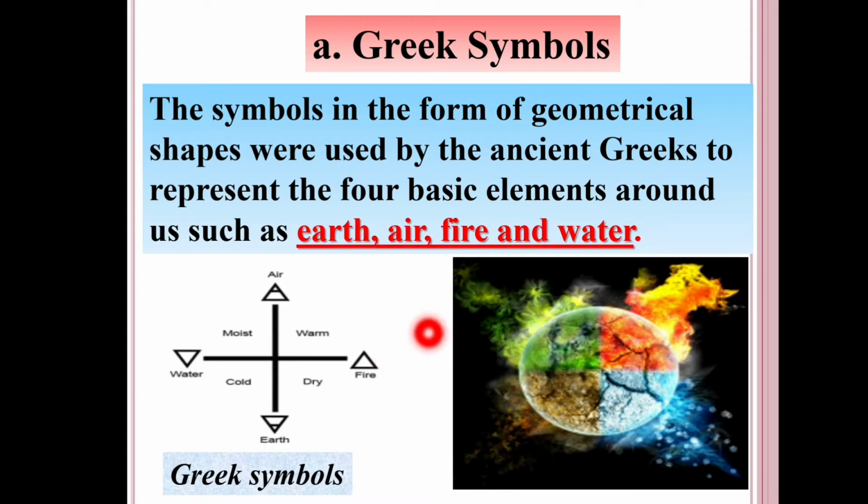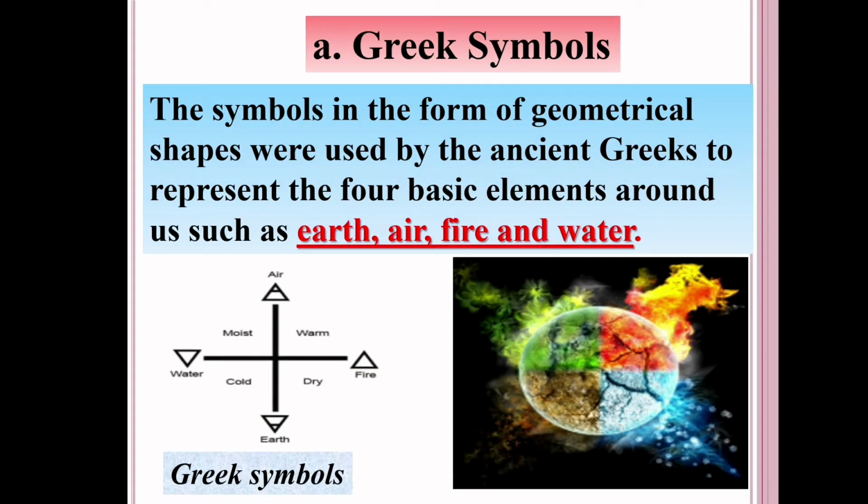The symbols in the form of geometrical shapes were used by the ancient Greeks to represent the four basic elements around us, such as earth, air, fire, and water. You can see here, this is the symbol for air, this is the symbol for water, and here for earth and fire.